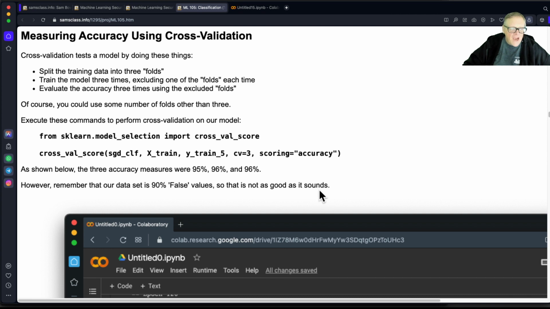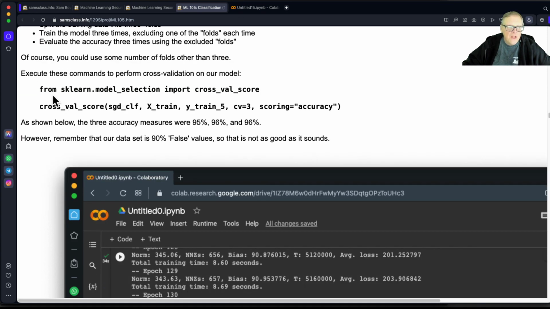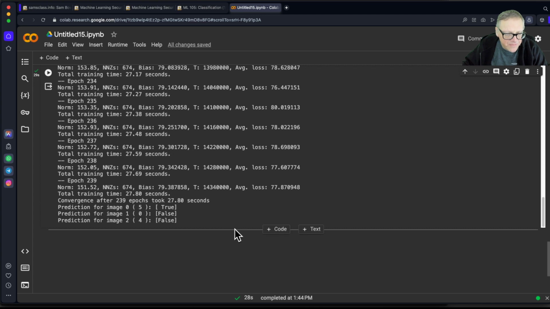And now we can measure accuracy. We're going to do it with cross-validation, so we're going to split the training data into 3 folds, train it 3 times, each time training it on 2/3 of the data, and evaluating the accuracy using the excluded fold. So that's what it will do for cross-validation. This is a way to evaluate how good your model is.